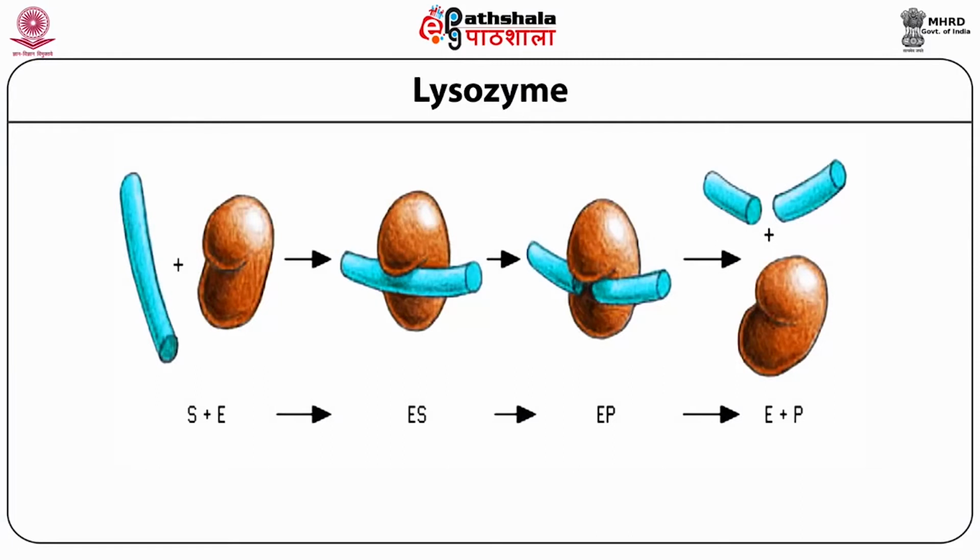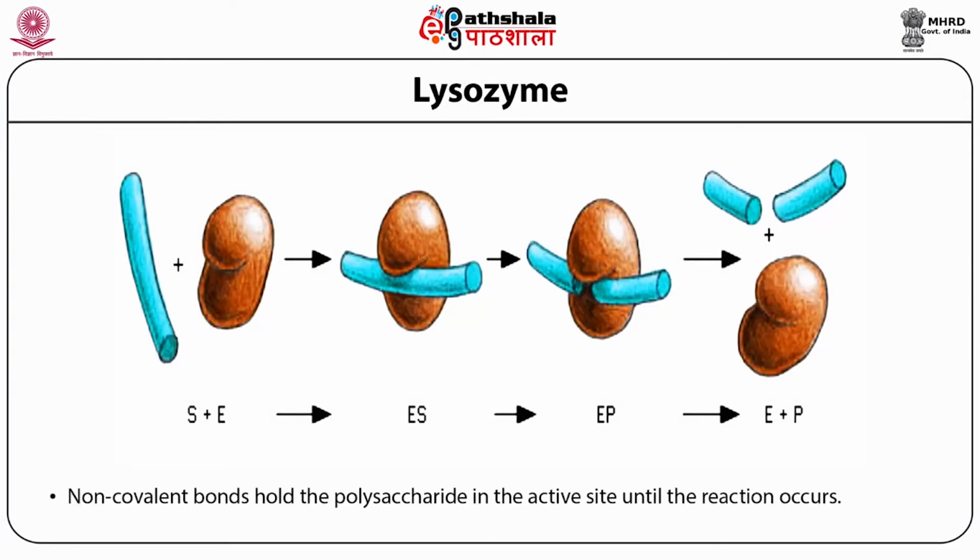The active site is a special binding site in the enzyme where the chemical reaction takes place. That is the active site or domain where the biochemical reaction occurs. Lysozyme uses non-covalent bonds to hold the polysaccharides in the active site until the reaction occurs. It makes a cavity, and the substrate plus enzyme produce the enzyme-substrate complex, which further produces the enzyme-product complex, and finally the enzyme is separated from the products.